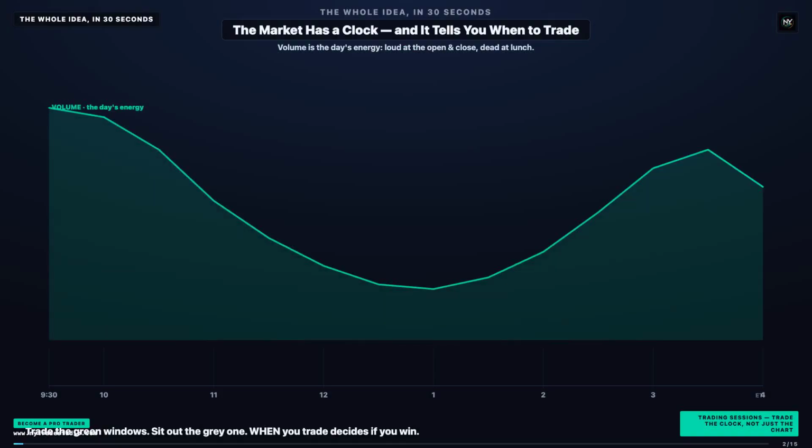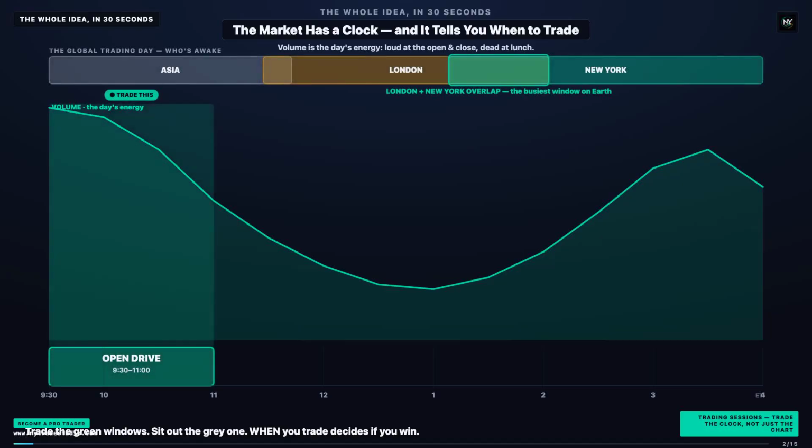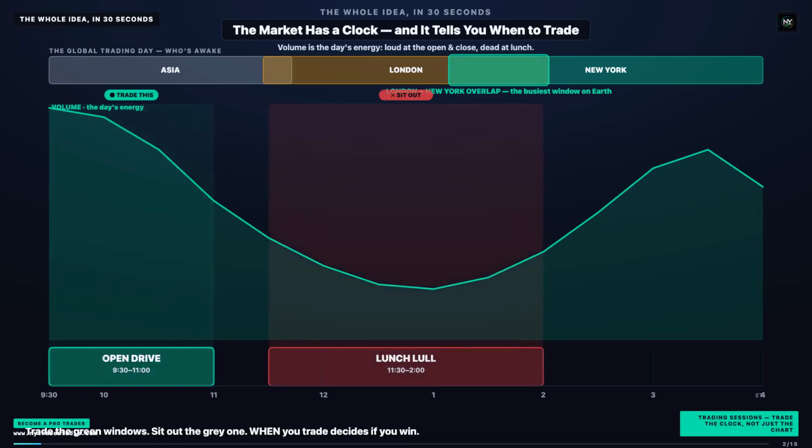Think of the planet. When London and New York are both open at once, that overlap is the busiest, most liquid window on Earth, and it lands right on the opening bell. Watch the energy of the day, the volume. It spikes the second the opening bell rings, the open drive. Then it flatlines dead at lunch, the middle of the day, and finally wakes back up for the power hour into the close. So the same setup that prints money at 9:45 just chops you to pieces at 12:30.